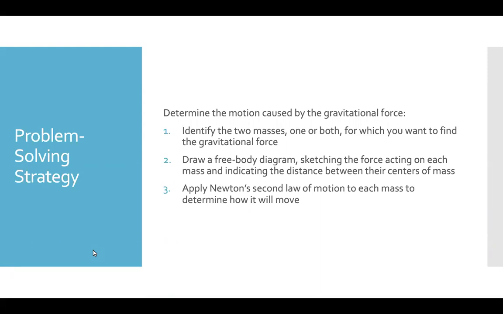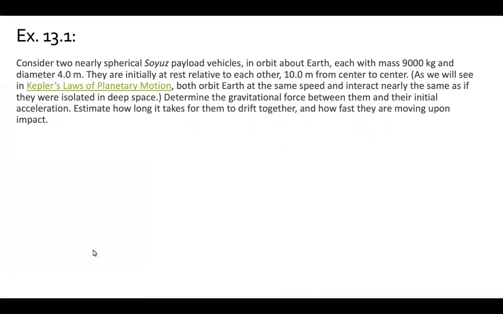So let's go ahead and put this into action. Let's start with example 13.1. It states: consider two nearly spherical Soyuz payload vehicles in orbit around Earth, each with mass 9,000 kilograms and diameter of 4.0 meters. They're initially at rest relative to each other, 10 meters from center to center. So from center of mass to center of mass.